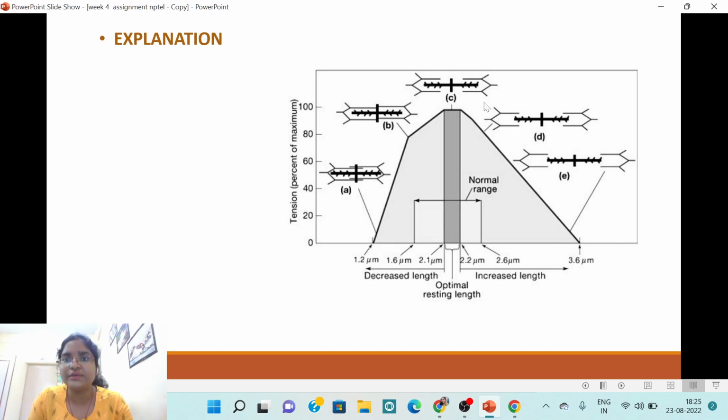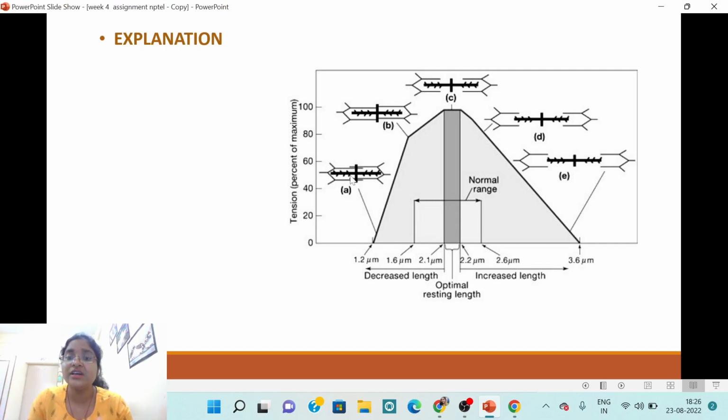This is the normal range of the sarcomere in a resting stage. At this point, the tension is at this level, and as the muscle contracts, the tension decreases. Also, when the muscle relaxes more than normal, the tension decreases.